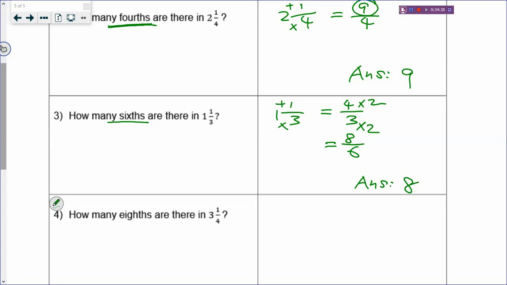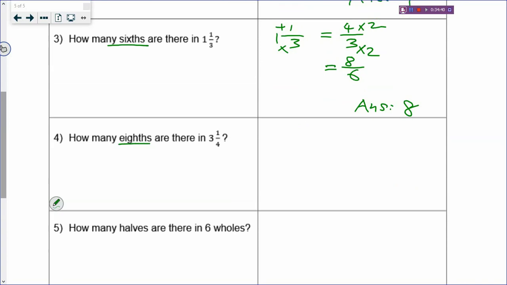Okay, alright, so let's go on to the next one. How many eighths are there in 3 and 1/4? So same thing, I will change the 3 and 1/4 into an improper fraction. So I have 3 times 4 and then plus 1. 3 times 4 is 12. 12 plus 1 is 13 over 4. So how do you call this improper fraction? 13 quarters or 13 fourths.